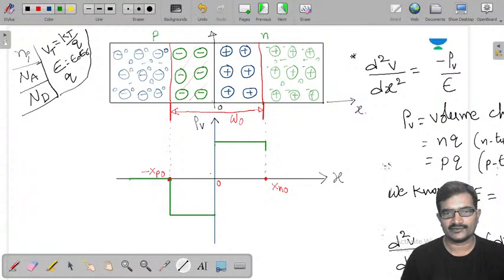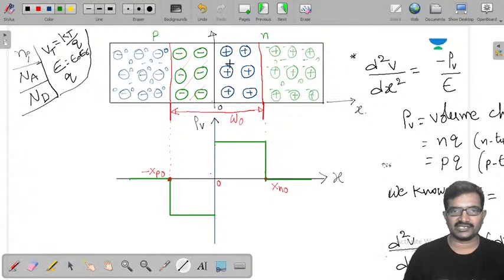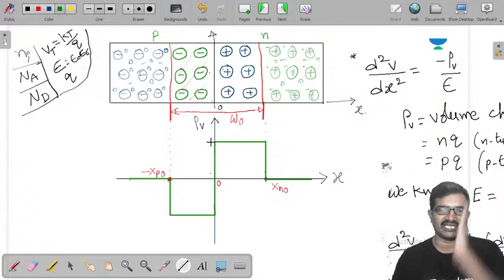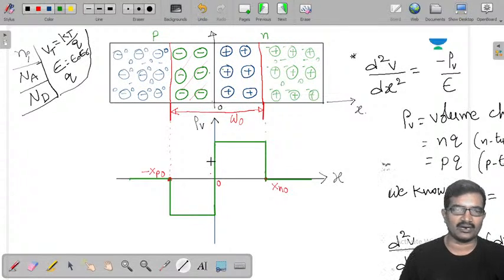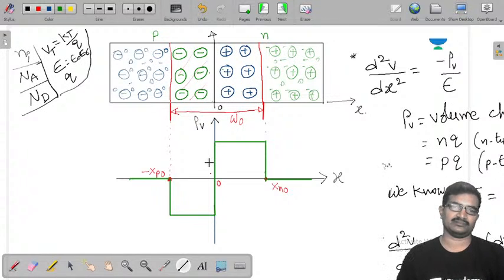Okay, so positive. It is 0 after this. Now at a junction, suddenly you observed it is shifting from negative to positive. Negative to positive it is shifting. That's why it is called abrupt junction. A sudden discontinuity, sudden change taking place at a junction. That's why this type of junction is called abrupt junction.